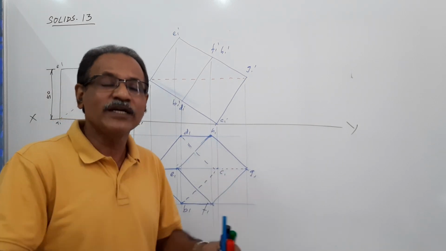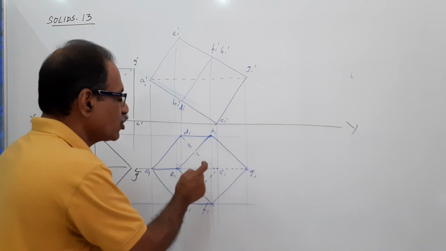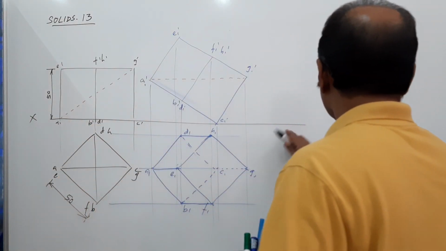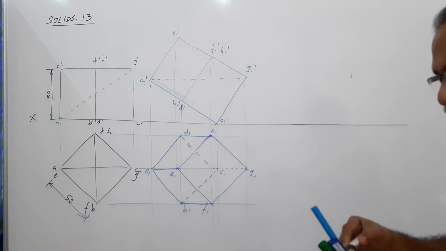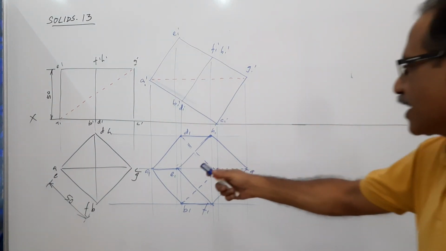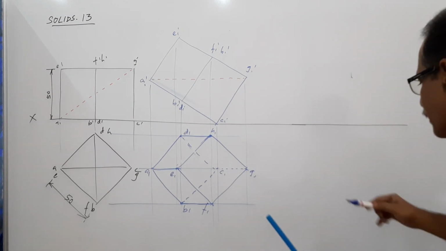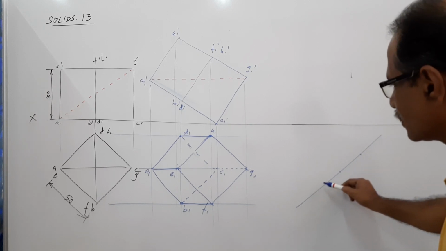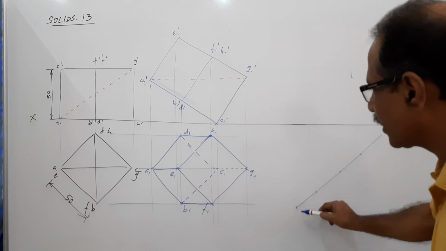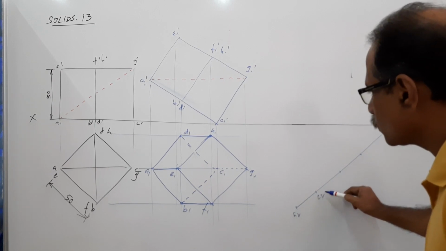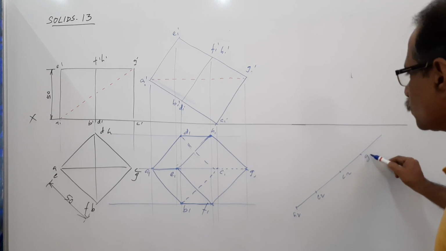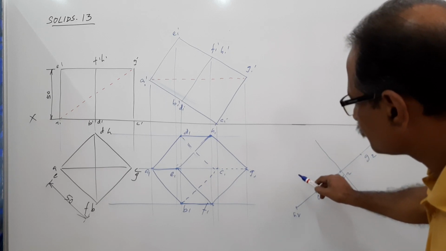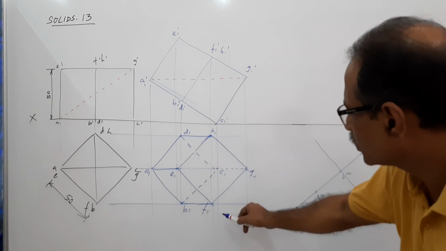The question says the solid diagonal AG has to be 40 degrees to VP. What does it mean? You have to redraw this plan in such a way that A2 G2 becomes 40 degrees to the XY line. So draw a 40 degree line. On that, locate all these points A2, E2, C2, G2. Draw perpendiculars there, through C2.